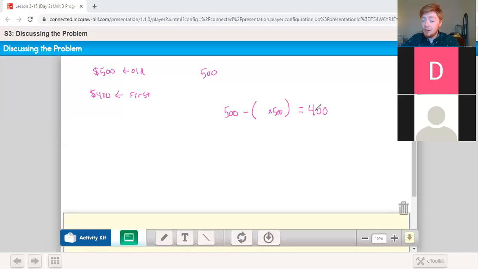So to equal 400, what do we need to know first? What we need to know first is that 500 minus 400 equals 100. So we want whatever's in here to equal 100. So that way we can say 500 minus 100 equals 400, okay?